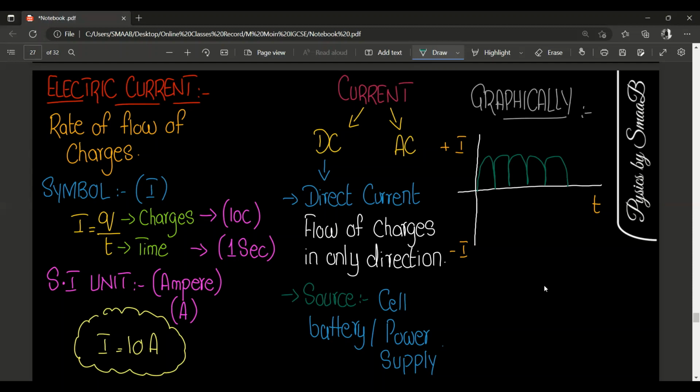Why is variable used? Variable is used, let's suppose, if a power supply is connected, right? And if we increase the value, current will increase, and if we decrease the value, current will decrease.